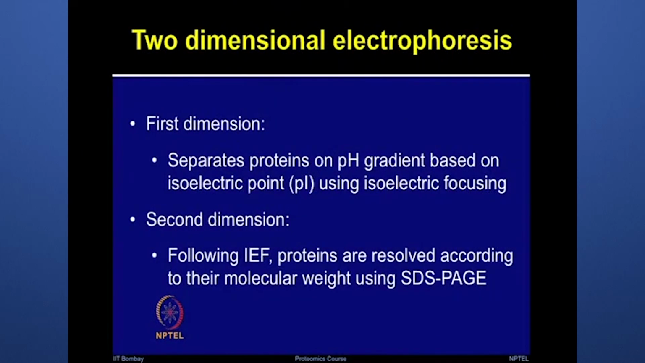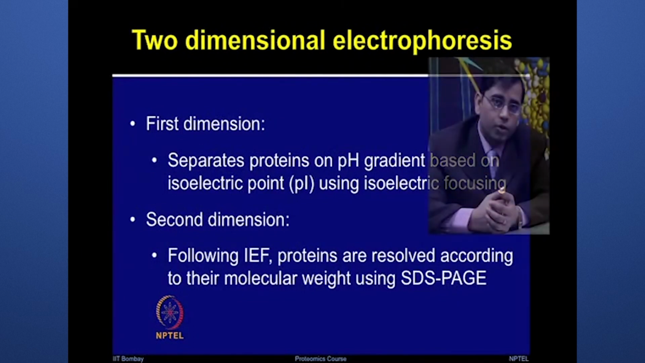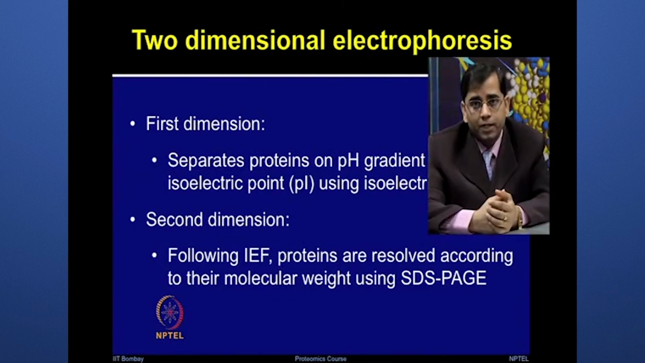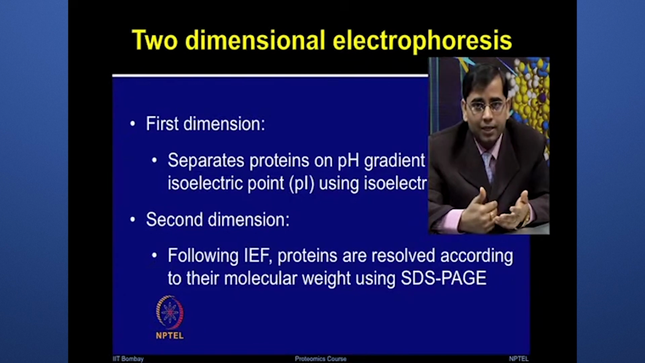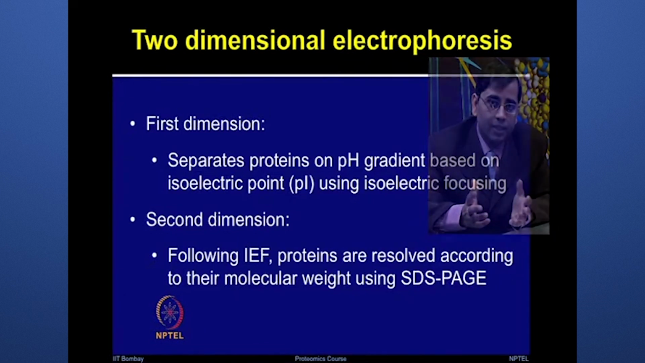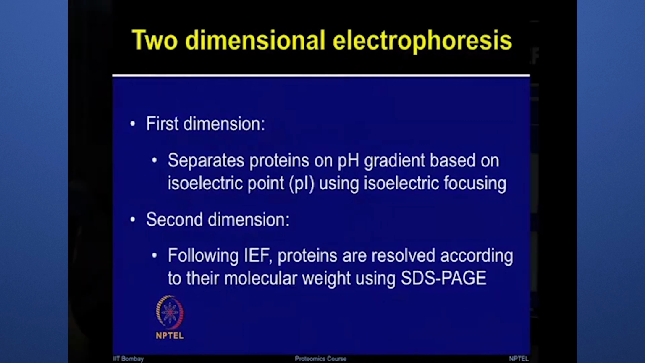In two-dimensional electrophoresis, the first separation occurs based on the isoelectric point of the proteins, and the second dimension occurs based on the molecular weight. In the first dimension separation, you can separate the proteins in the isoelectric focusing unit. In the second dimension separation, you can separate the proteins in SDS-PAGE.